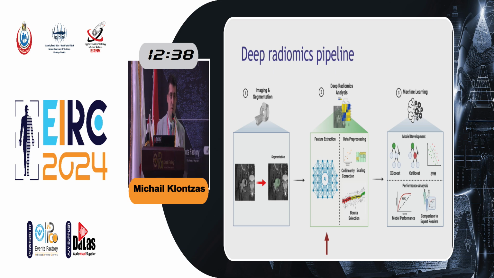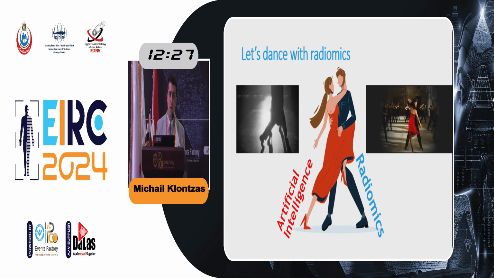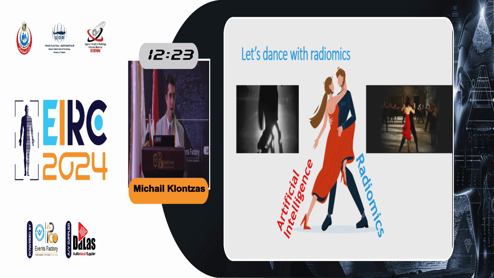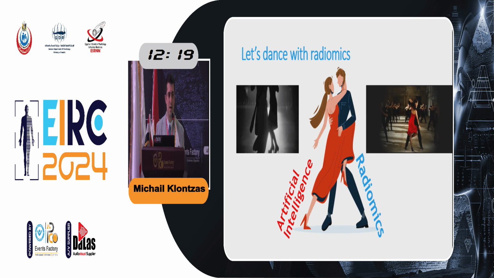Of course, the values that you extract with deep radiomics, as well as the values extracted with handcrafted radiomics analysis, can also be used for machine learning analysis at the end. So you'll see in most of the papers that radiomics and AI go together. They dance together, as you'll see in the images, and the result comes from a combination of a series of methods.